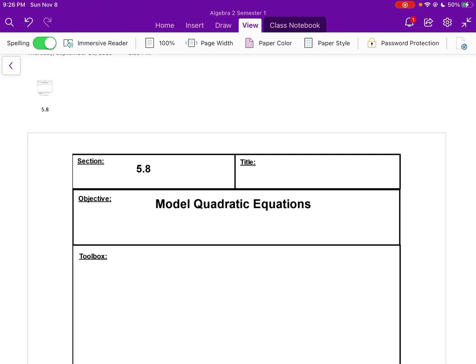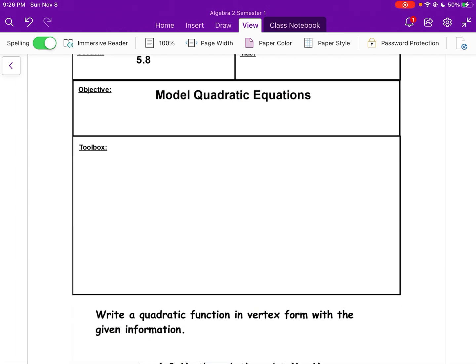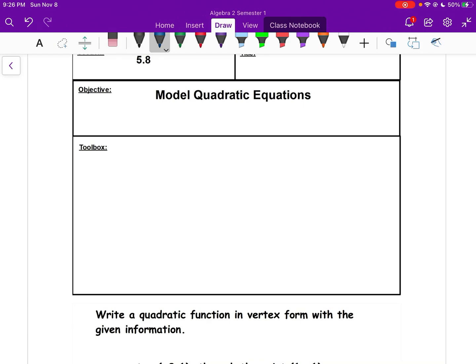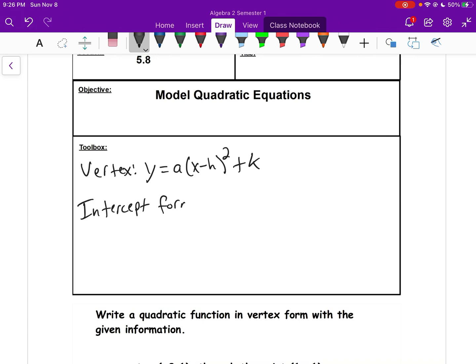5.8 modeling quadratic equations. So when we're looking here, we're going to think of two forms that we see in quadratics. First one, vertex form, which again is y is equal to a times x minus h squared plus k. The other form we're going to look at is intercept form. Okay, so intercept form is y equals a times x minus p times x minus q, where p and q are representing those x-intercepts or our roots or solutions to a quadratic.